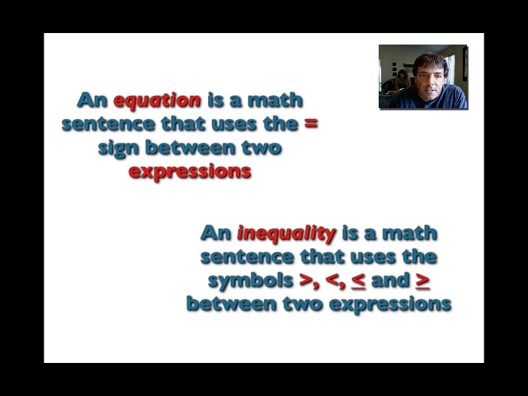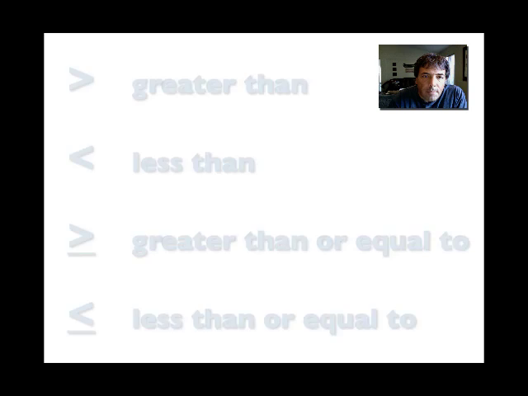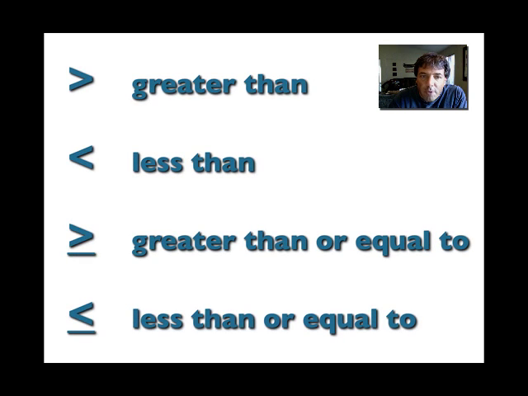And just to make sure we understand the signs, here are the new signs we're going to be using. You know the greater than sign and the less than sign. But when you see the greater than sign with a little line underneath it, that means greater than or equal to. And if it's turned the other way, it means less than or equal to. So these are new signs that we're going to be dealing with in this section and throughout the course of the algebra course.